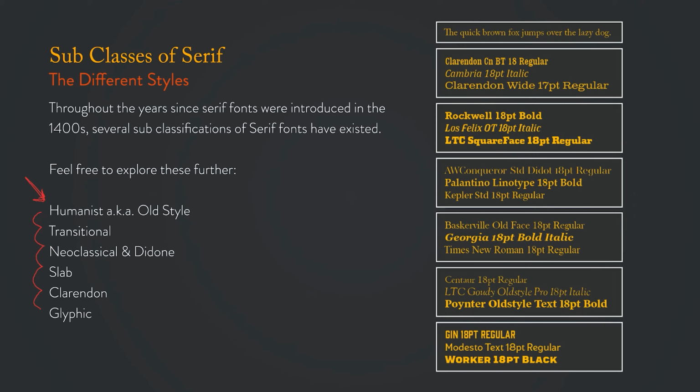Slab, you can probably guess, are these large blocky styles of serif, yeah? And the humanist and transitional ones are some of the more original ones. As they're moving on to the glyphic and clarendon, they're the more modern things, maybe like Worker or Gin 18 point.